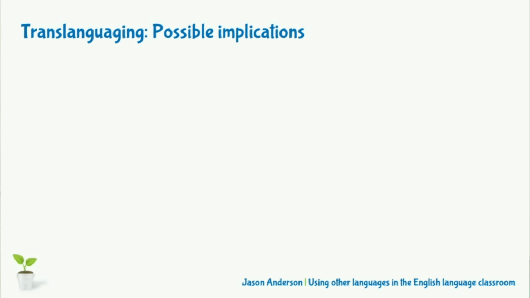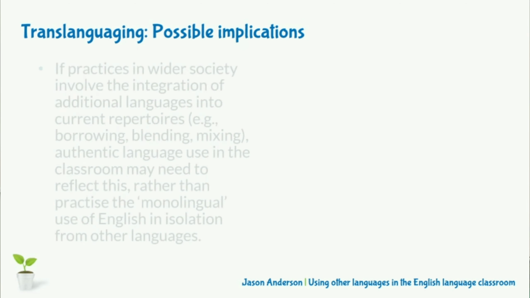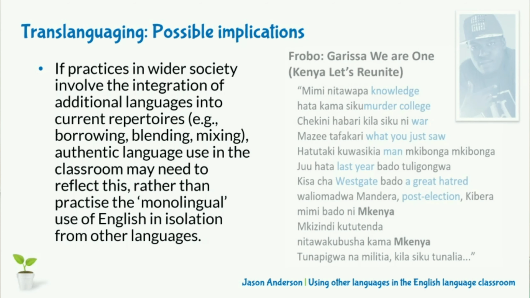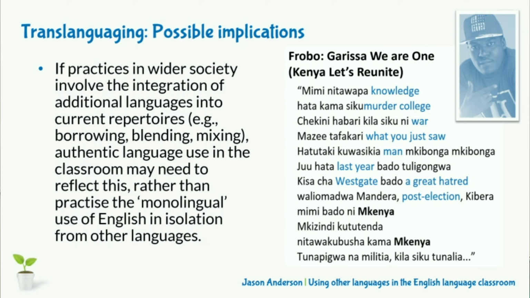To explore just one, if the use of English in local society involves its integration into wider language use practices, then what happens in our classrooms, both in terms of aims and the ways we use language, may need to move closer to this rather than assuming that learners will need to use English predominantly monolingually in their futures.